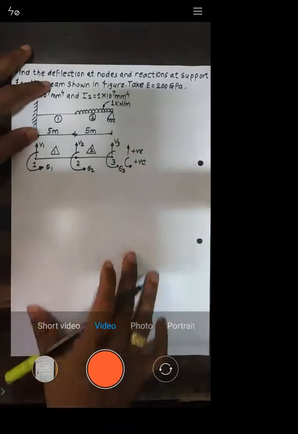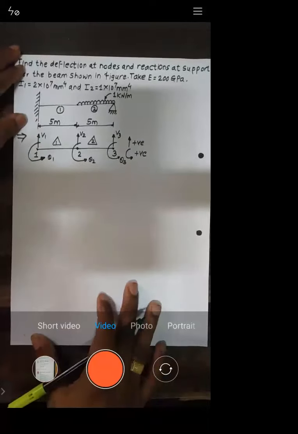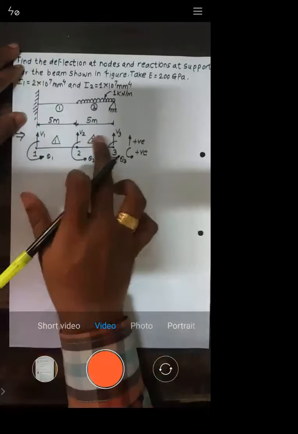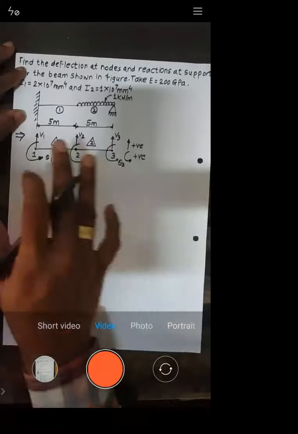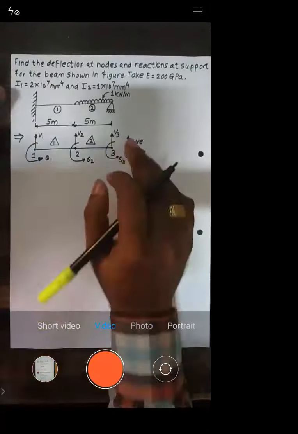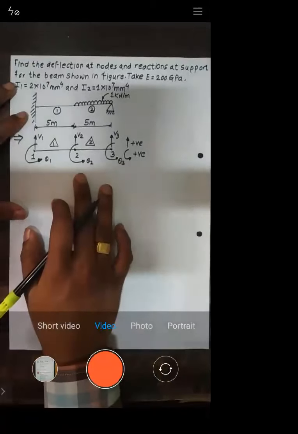So when we calculate the values at that time, we'll be able to understand what is the exact direction of V1, V2, V3, and theta1, theta2, theta3. Okay, so this diagram is made with some assumption, with the assumption that upward is positive and anti-clockwise is positive, right? So see, all of you see here.